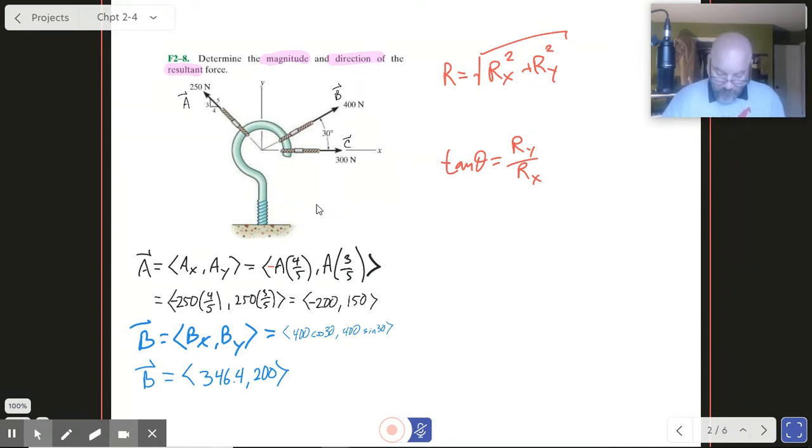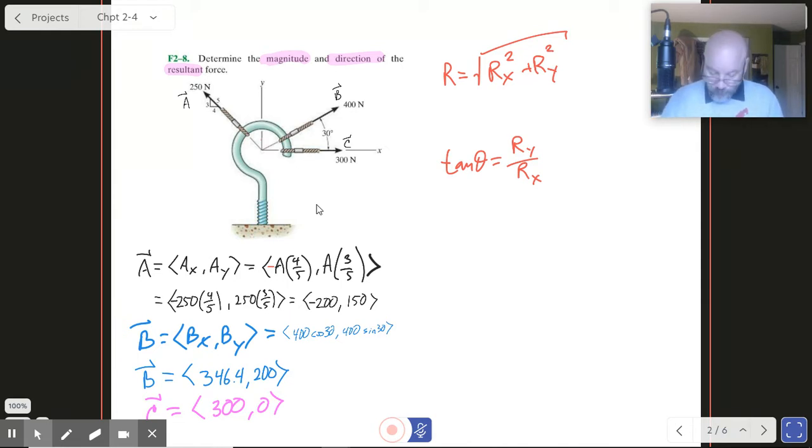Okay, let's get the very last, let's call it C, and vector C is lined up right along my x-axis, and so it only has the x component, and so I've got 300, 0. There we go. There's that.